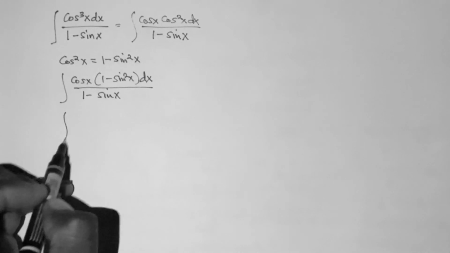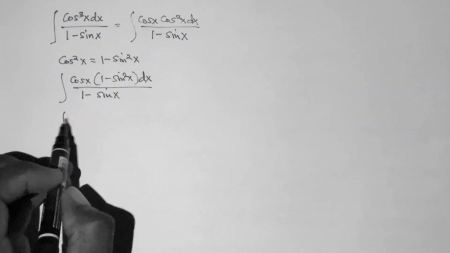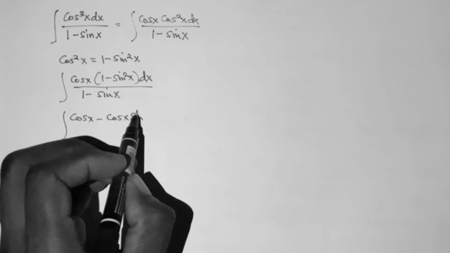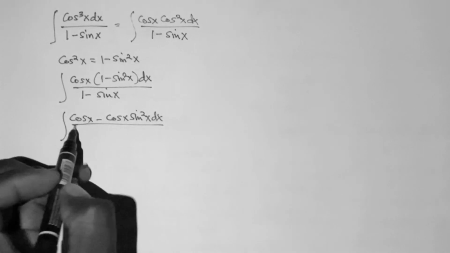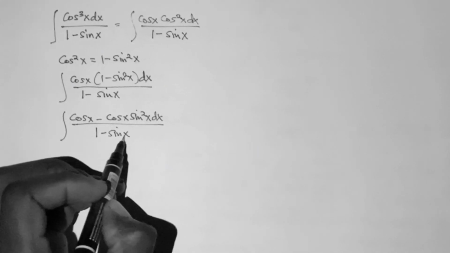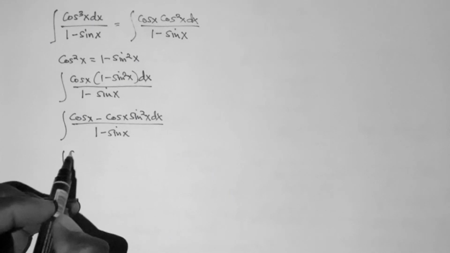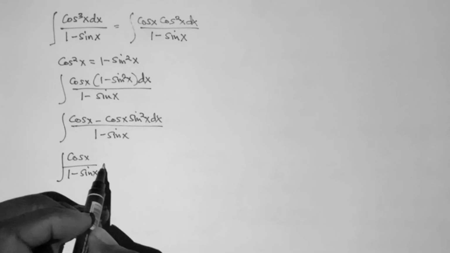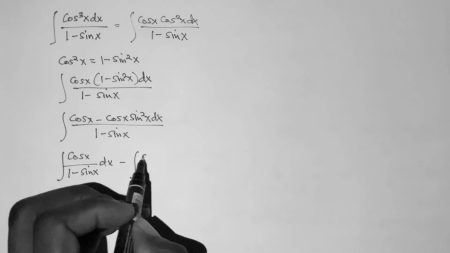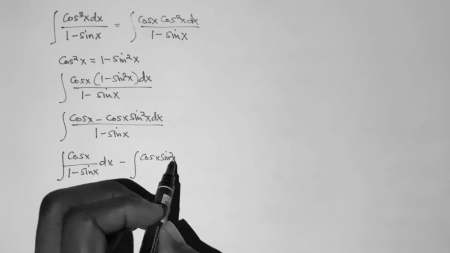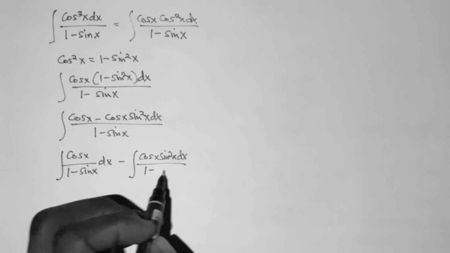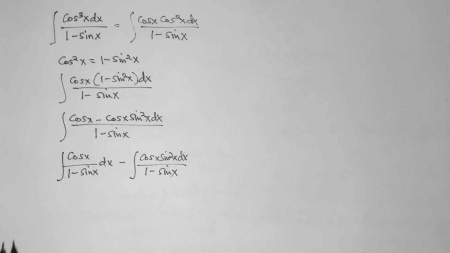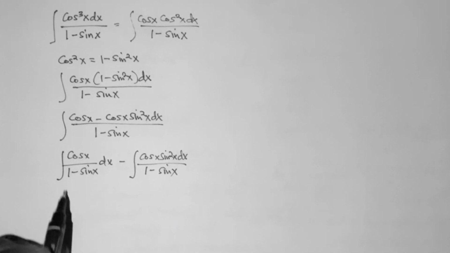We can then use this to break the integral into 2. But first of all, let's expand the bracket. It becomes cos x minus cos x sine squared x dx divided by 1 minus sine x, so that this will become the integral of cos x divided by 1 minus sine x dx, minus the integral of cos x sine squared x dx divided by 1 minus sine x. So what we'll do is evaluate both integrals independently. Let's first start with this one.